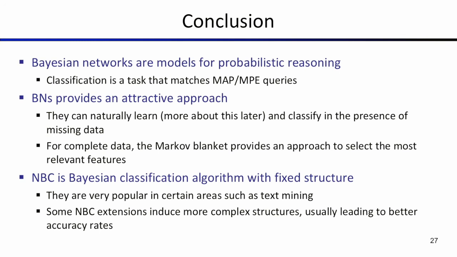We reviewed the naive Bayes classifier, very popular in certain areas such as text mining, and it has a fixed structure, but we can change that if we are willing to learn the structure from data, and some extensions do exactly that. When you learn the structure from data, it opens the possibility of having edges between attributes that are strongly dependent on each other. So we're going to break the classical assumption of the naive Bayes classifiers that all attributes are independent of each other given the class.